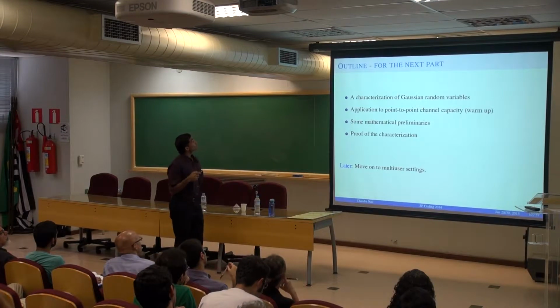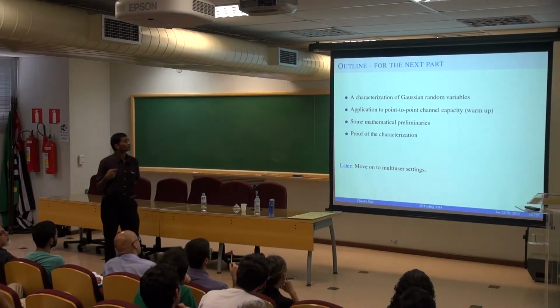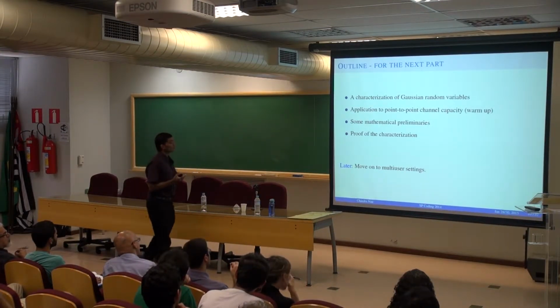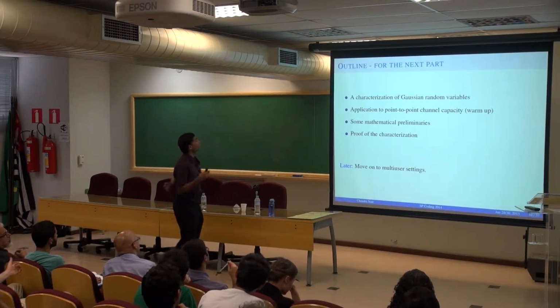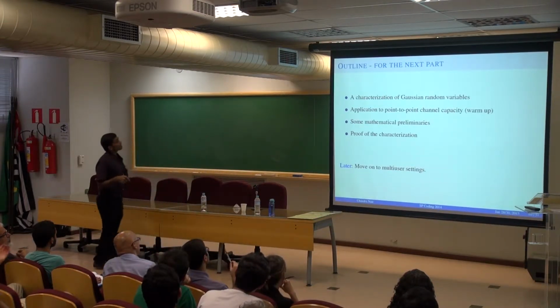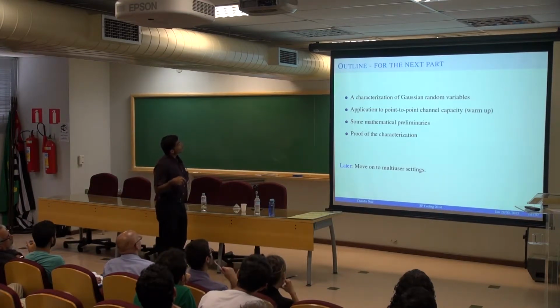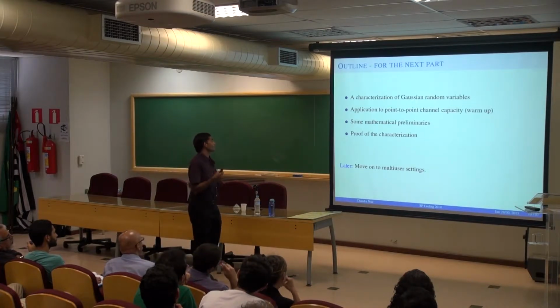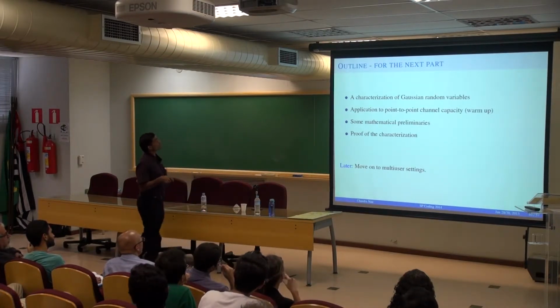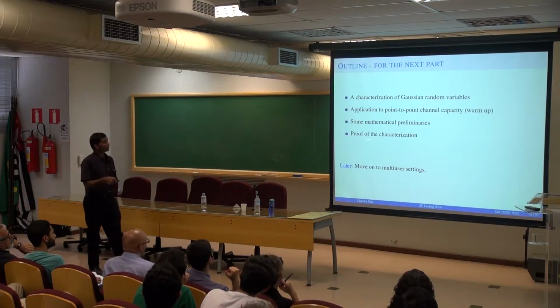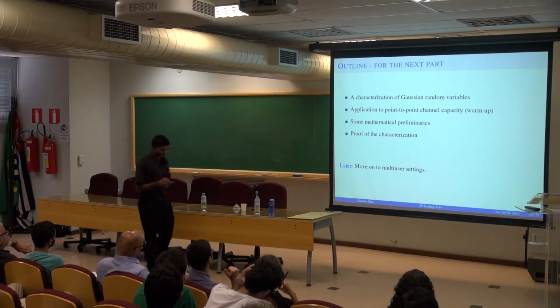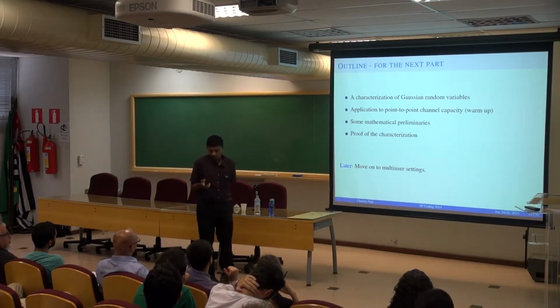Okay. So the outline for the next part, this is the crux of what I'm going to do for the next at least an hour. I'm going to show a characterization of Gaussian variables. It's been known for many decades. I'm going to apply this to point-to-point channel capacity with additive Gaussian noise, because it's a warm-up for other settings. Then I'm going to use some mathematical preliminaries and show the proof of the characterization. It's a very nice characterization, and it's useful to know a proof because proofs are sometimes nice.